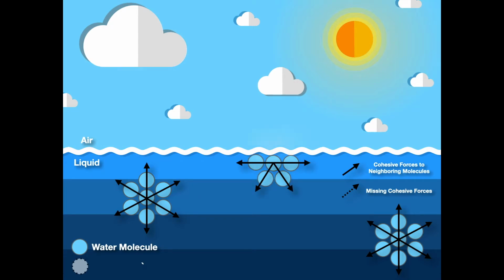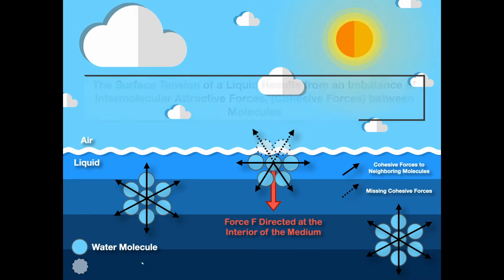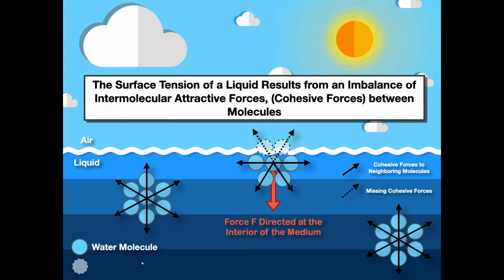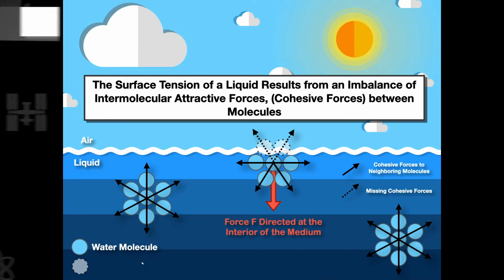They're going to be missing some cohesive forces. Since they are missing the cohesive forces that exist in the other water molecules, what we can see here is the net force is going to be directed to the interior of the medium. The net force is going to be directed down. So the surface tension of a liquid is going to result from an imbalance between these intermolecular attractive forces, these cohesive forces between the molecules.